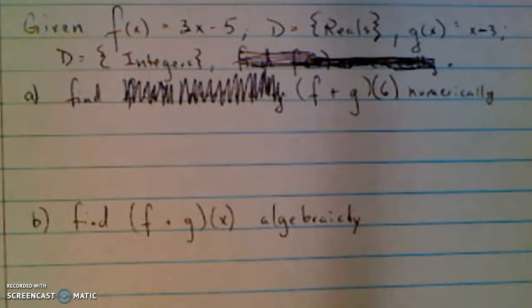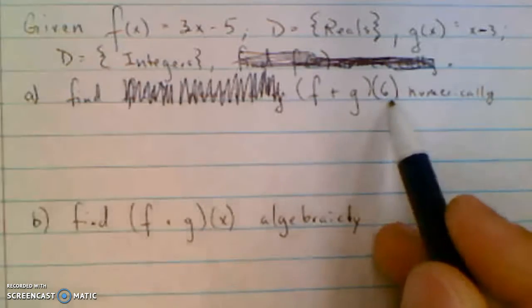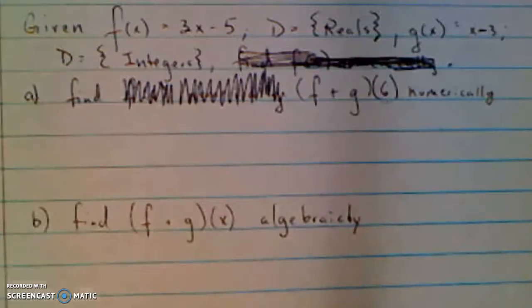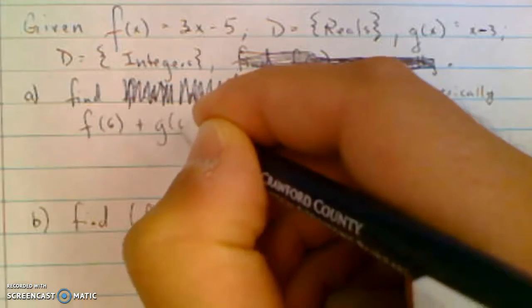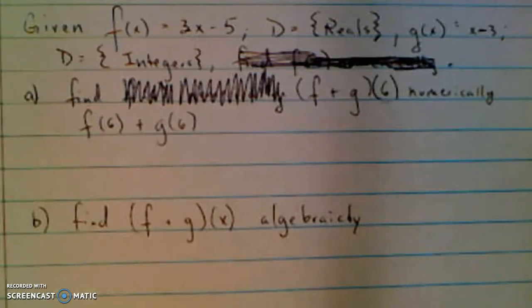A, find f plus g of 6 numerically. So hopefully not confusing here. The plus sign means that we need to add the functions. However, what should we do before we add the functions? That being our key: find f of 6 and find g of 6. What that means is find f of 6, find g of 6, and add them. That makes sense to everybody? Hopefully not too difficult.